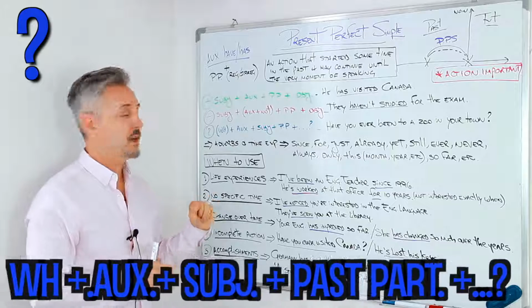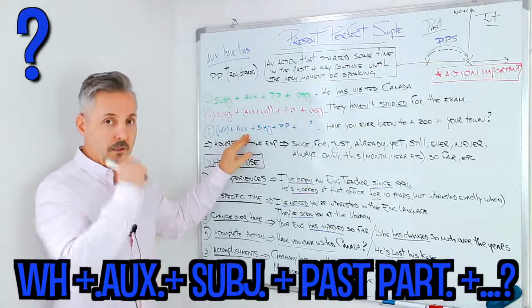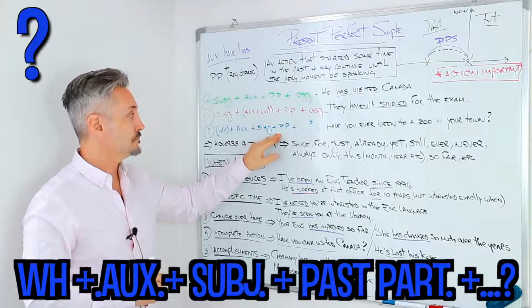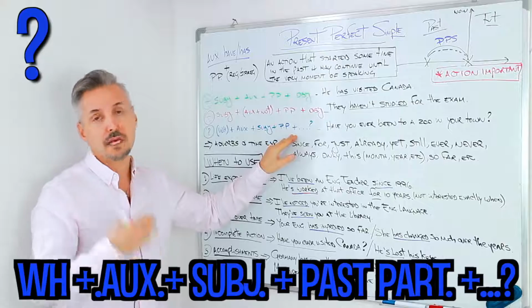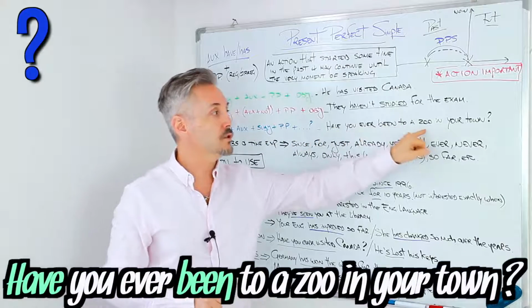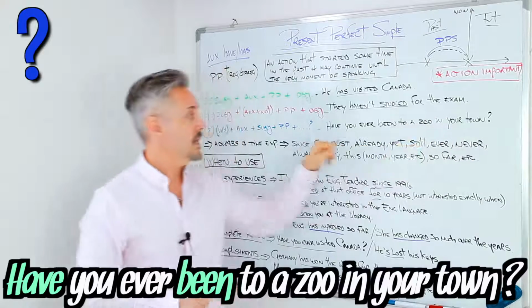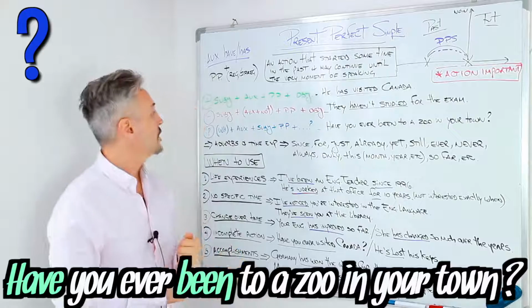For a question then, WH question word plus auxiliary plus a subject plus the past participle plus the time expression, for example. Have you ever been to a zoo in your town?